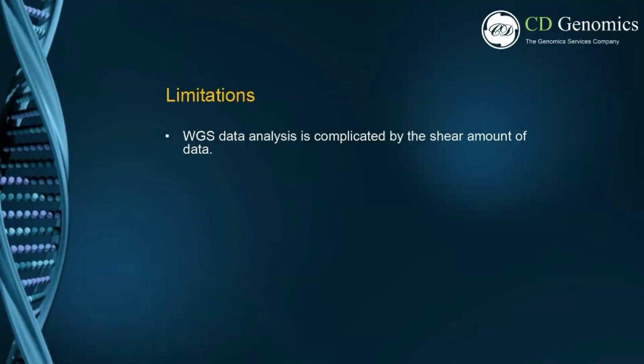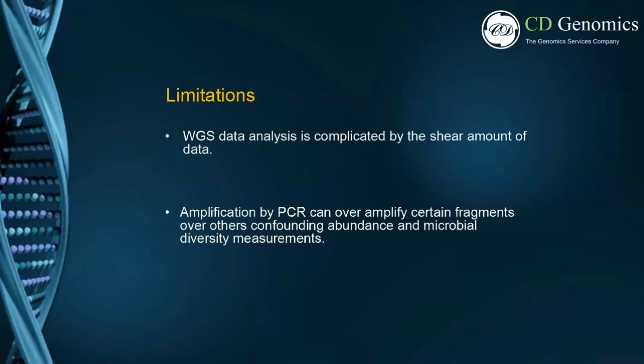Second, one of the biggest considerations for library preparation of environmental samples for shotgun metagenomic sequencing has to do with amplification. Certain types of samples, such as water and swabs, yield small amounts of DNA, necessitating amplification during library preparation. Amplification by PCR can over-amplify certain fragments over others. If you're able to extract enough DNA material, about 250 to 500 nanograms, an amplification-free library preparation method is recommended.